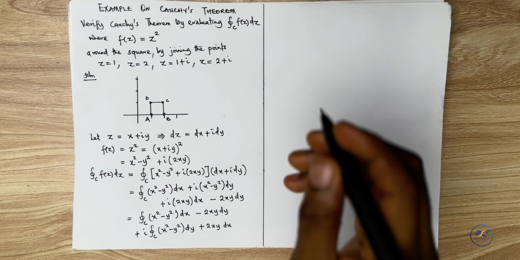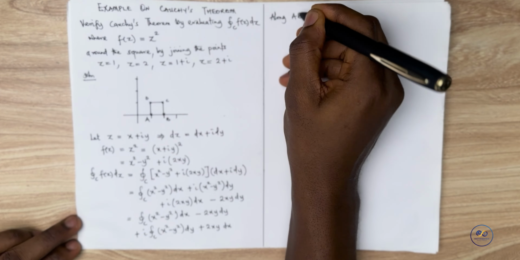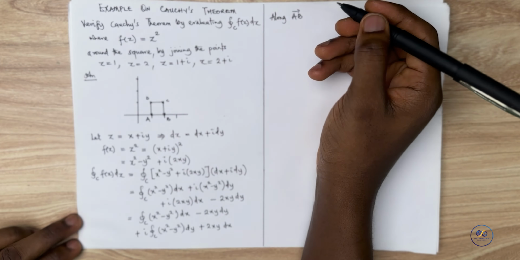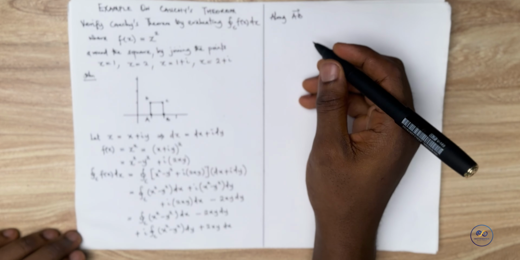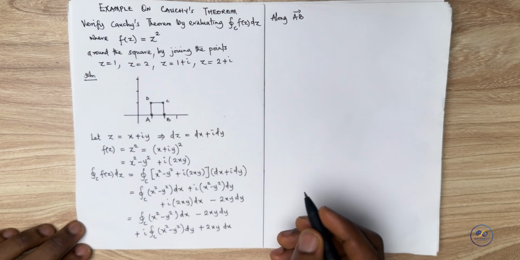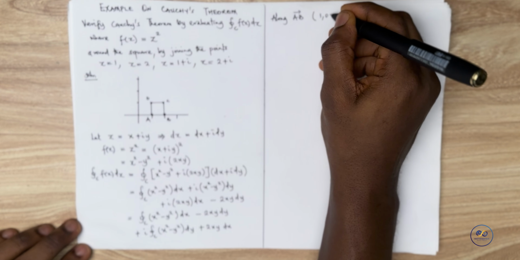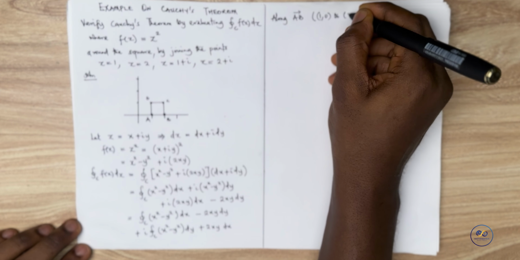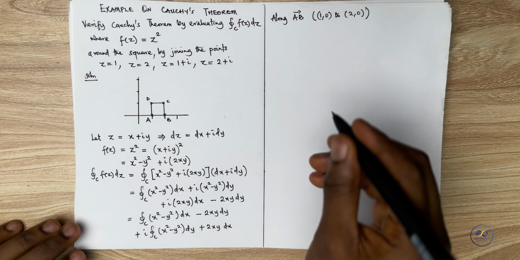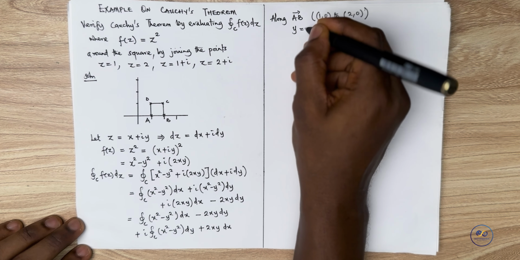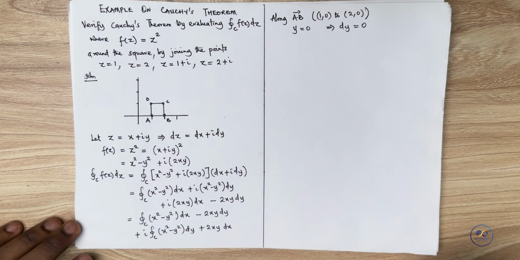Now let's begin. Along the line AB, what do we have? For the line AB, we can take the x-axis to be from 1 to 2, with y from 0 to 0. That's what we have along AB. If this is the case, we see that the equation of the line is y equals 0, which means that y equals 0 immediately.